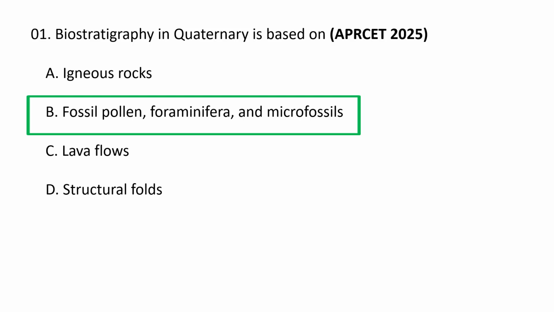Quaternary biostratigraphy is based on the study of fossil assemblages, particularly mammals, planktonic foraminifera and pollen which change over time due to evolution, adaptation and environmental shifts. These fossils serve as markers to correlate and date rock and sediment layers with the patterns of species presence, absence, and evolutionary stage used to establish a chronological framework for these deposits. Biostratigraphy in Quaternary is based on fossil pollen, foraminifera, and microfossils. B is the correct option.